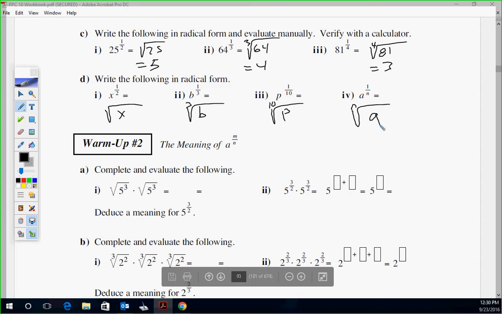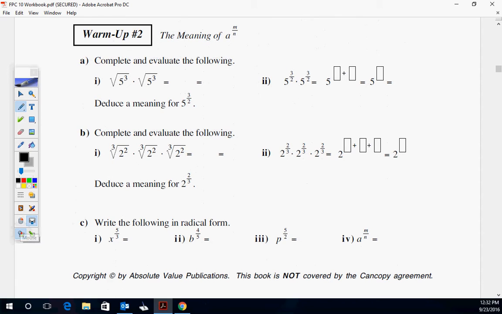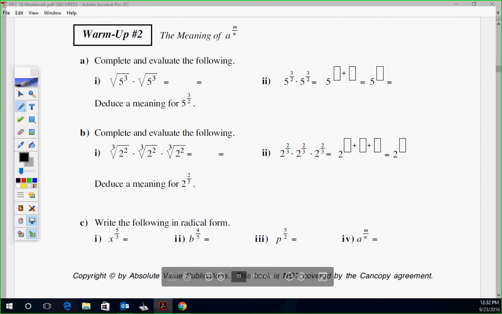Okay, so now what they're going to do is they're going to put something on top now. We're talking about something not being a 1 and where that goes. Okay, so let's look. So the meaning of a to the m over n. So complete and evaluate the following.